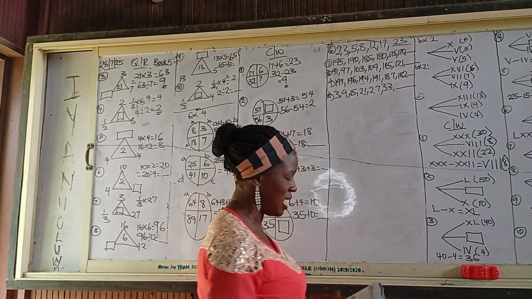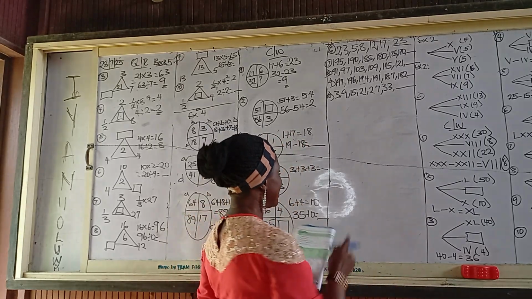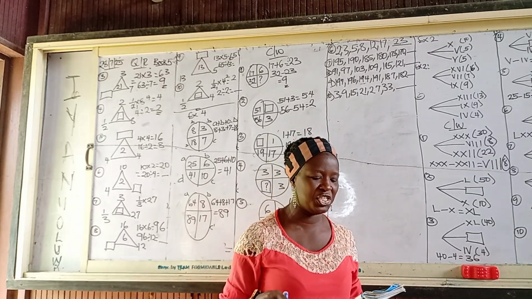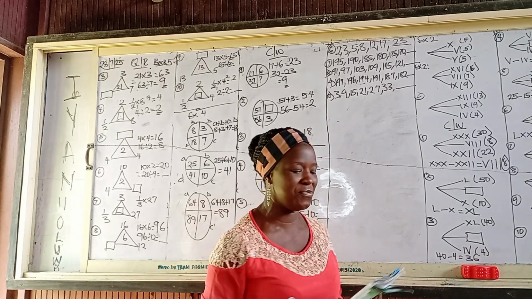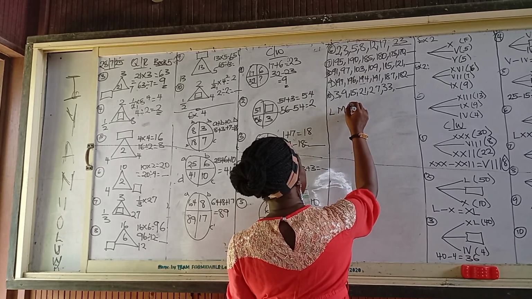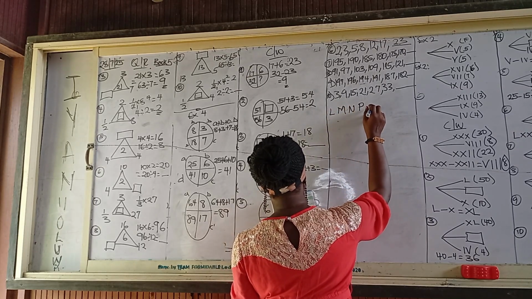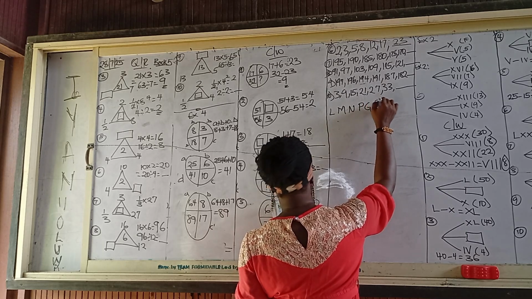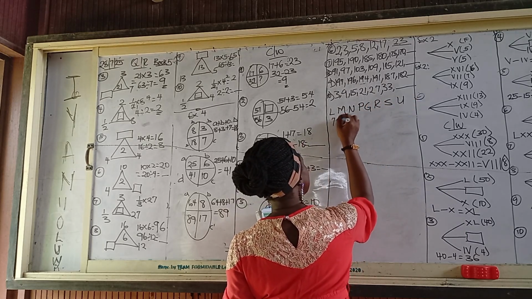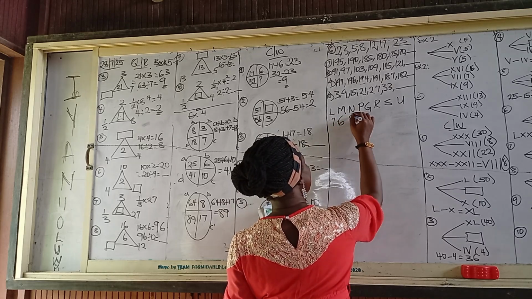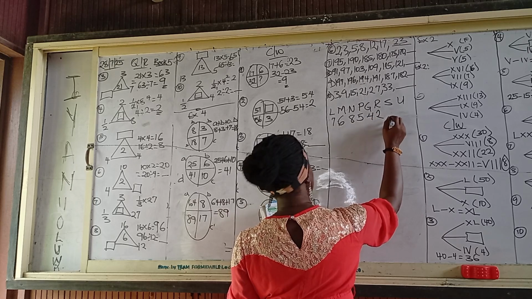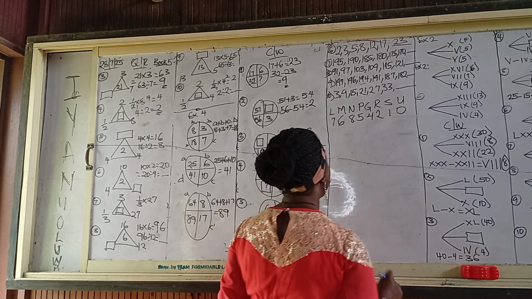So now we have another for our number 11 here. We have L, M, N, P, Q, R, S, U, and we are giving, so let me write it. L, M, N, P, Q, R, S, U. And we have 7, 6, 8, 5, 4, 2, 1, 0. So we are given that.